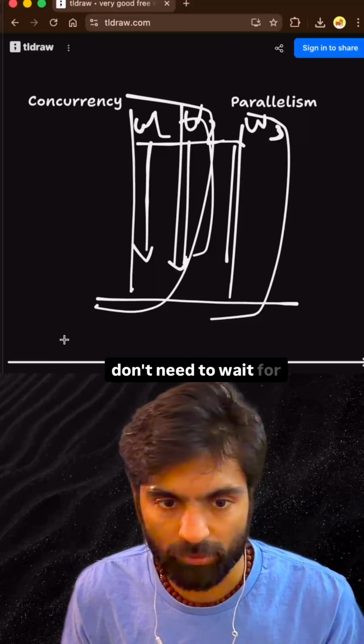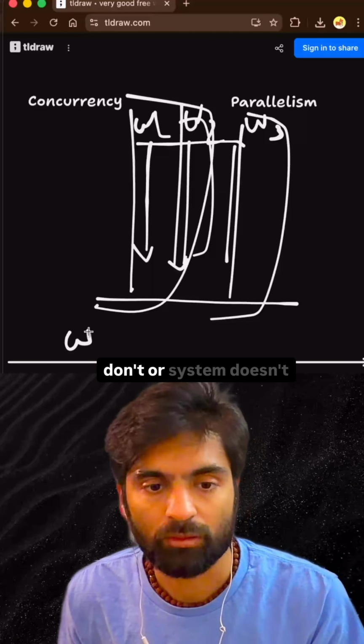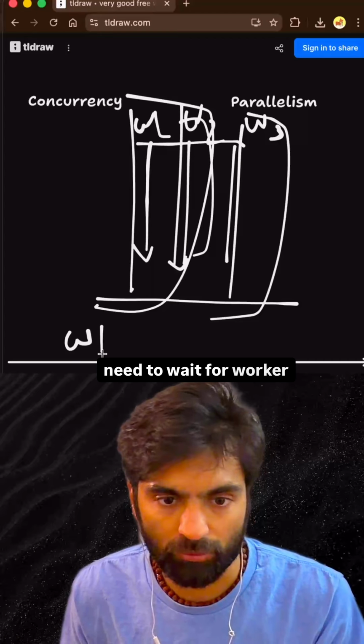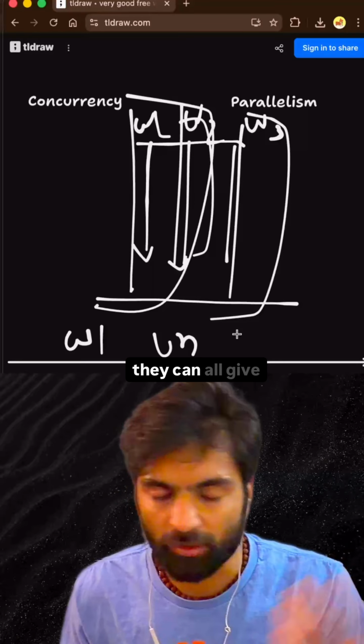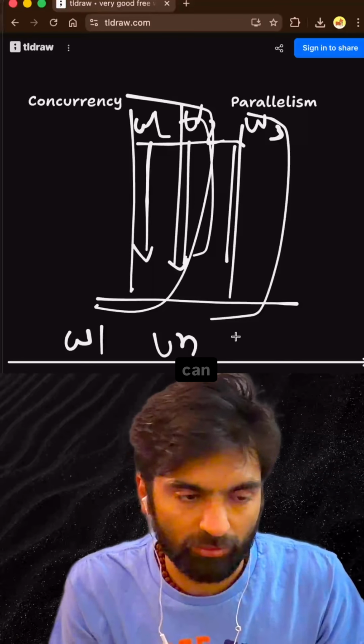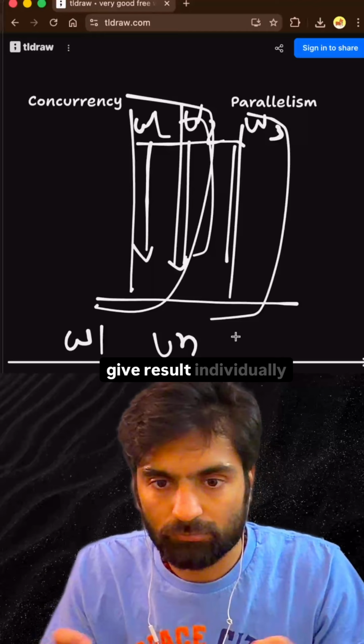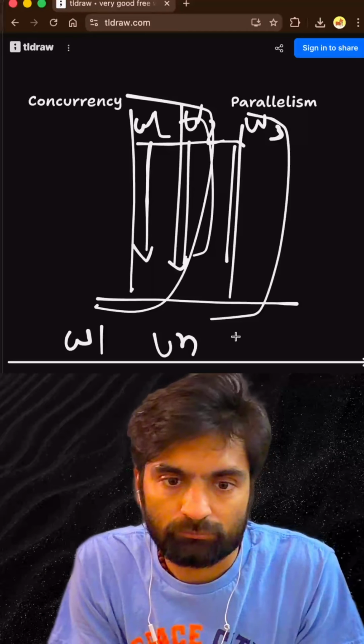The system doesn't need to wait for worker 1 to finish or worker 2 to finish, or check in between. They can all give results simultaneously, or you can get results individually as soon as they are done.